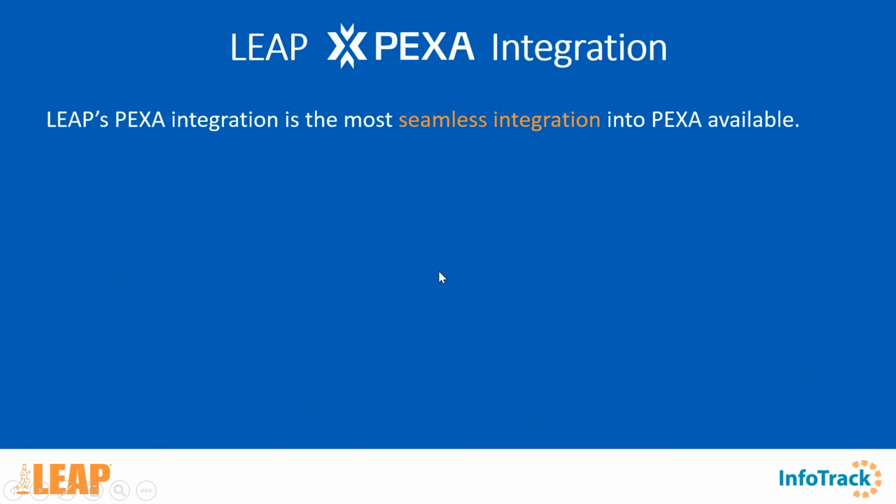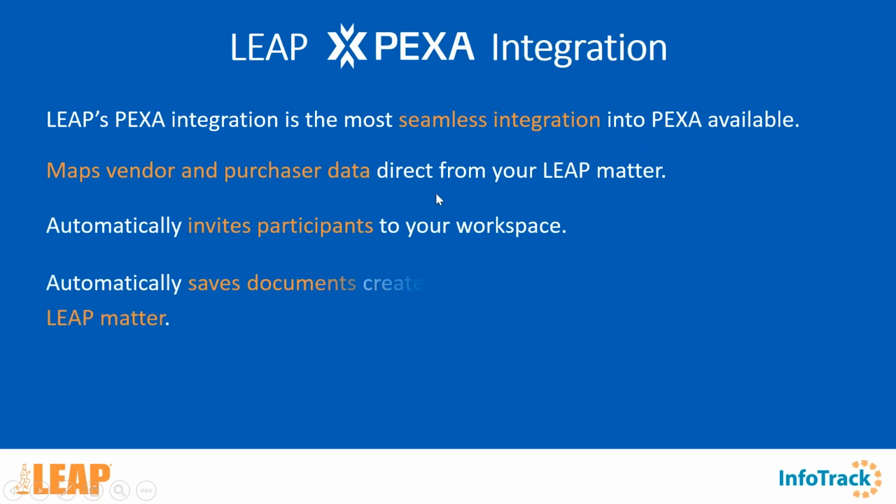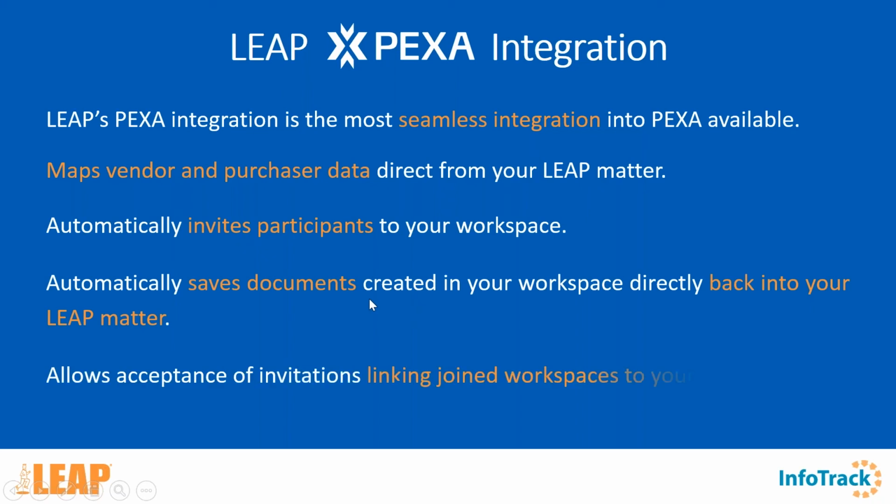So having a look at some of the key points around the LEAP to PEXA integration. LEAP PEXA integration is the most seamless integration into PEXA available. It is live, populating the information directly from LEAP straight across into PEXA before our eyes, as we saw before. It maps the vendor and purchaser data direct from your LEAP matter, and it automatically invites the participants to your workspace. It also automatically saves the documents created in your workspace directly back into your LEAP matter, and allows the acceptance of the invitations, linking joined workspaces to your LEAP matter.